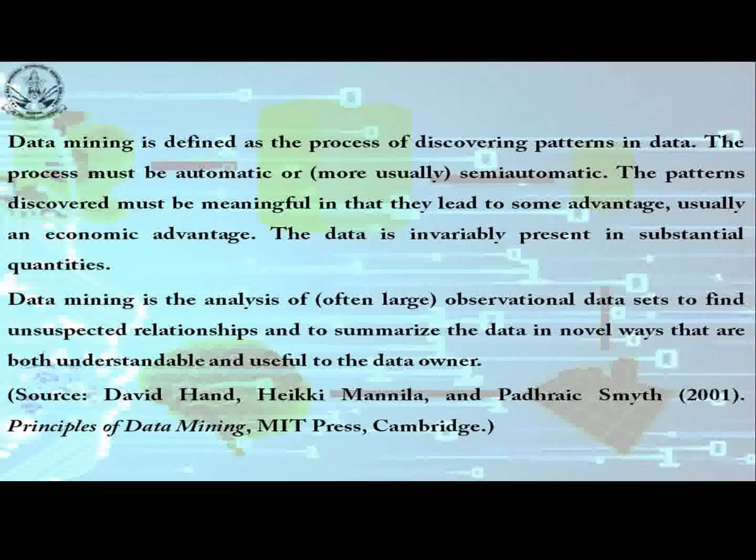So what we get from this is that data mining is the analysis of observational data sets to find unsuspected relationships and to summarize the data in novel ways that are both understandable and useful to the data owner. So that's the definition. I have given you the reference also. You can find it if you want to go into details.